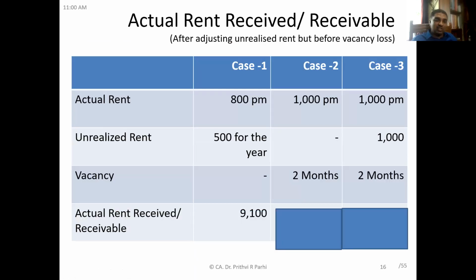So now case two, tell me your answer. 12,000. 12,000 is the right answer. Case three.